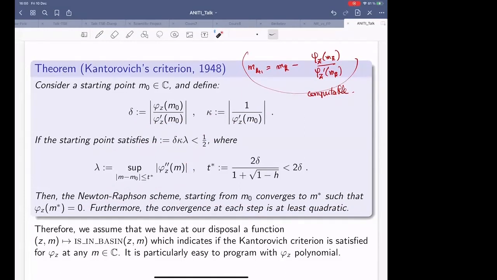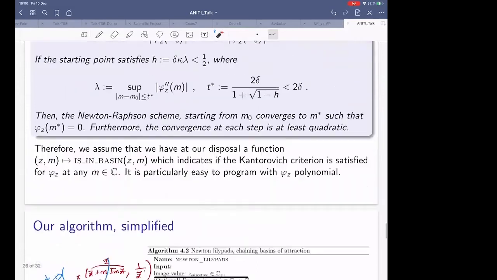So using this, we just wrote a function called Isen Bayesian. It just tells me, if I fix z and I fix m, and I start with this Newton-Raphson scheme with this m, will it converge or not? Am I satisfying the Kantorovich criterion or not? And since our m is explicit, this is very easy to do.